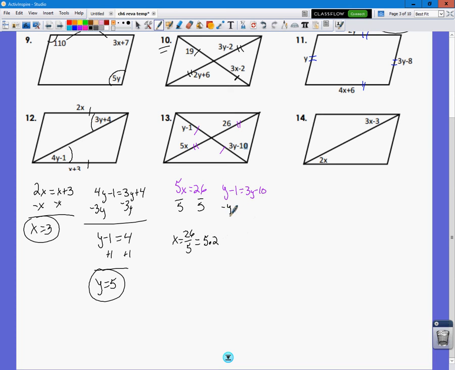Putting my y's together, I now have a negative 1 equals 2y minus 10. Adding 10 to both sides, I have 9 equals 2y. And again, when I divide by 2, I could leave this as 9 over 2, an improper fraction, or I could change it into a decimal, 4.5.